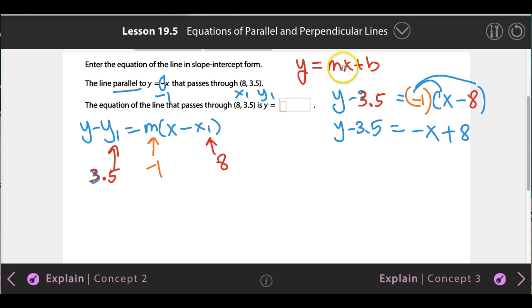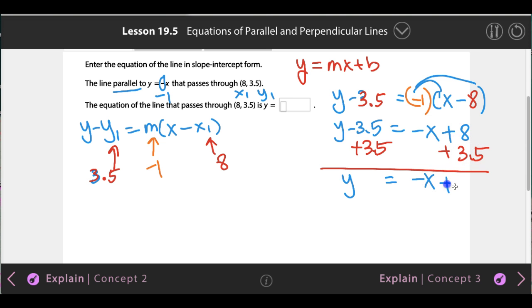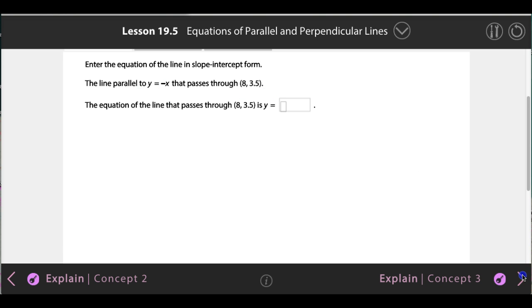Okay, and so we need to leave the y by itself. So we cannot have the negative 3.5 here. So I'm going to add 3.5 to both sides. Okay, and that's going to leave me with y is equal to negative x. Now when you add this together, it's going to be 11.5. And that is going to be your answer for this question. Okay, so it's pretty simple.